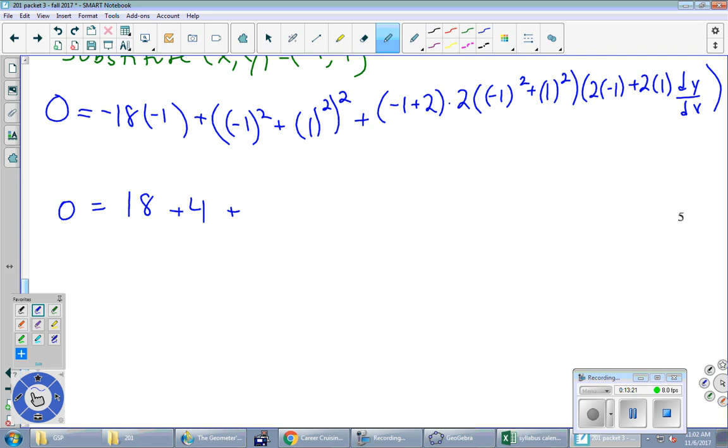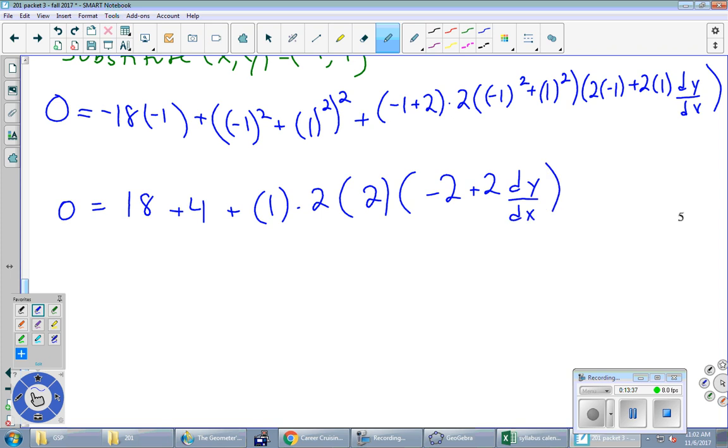Okay, so we got that. How much is in the next parentheses? 1. That's the 1 times, I'll copy the 2, times how much is in this parentheses? That's a 2. Okay, and then finally, negative 2 plus 2 dy/dx. It's looking a lot better after just one round of cleaning it up. So let us keep cleaning it up. 0 equals 18 and 4, that's 22. 2 times 2 out here, that's a 4, and then I'm copying the stuff in the parentheses.